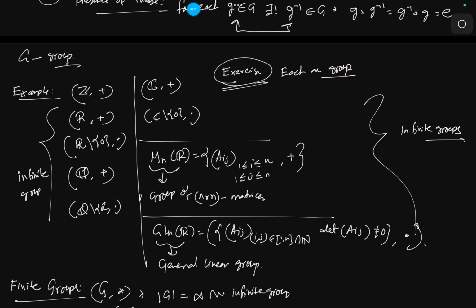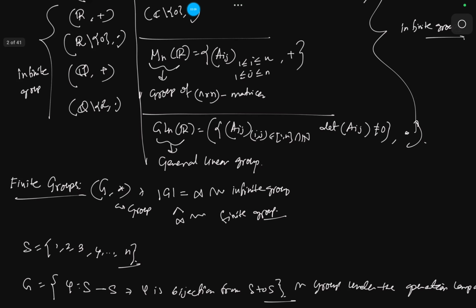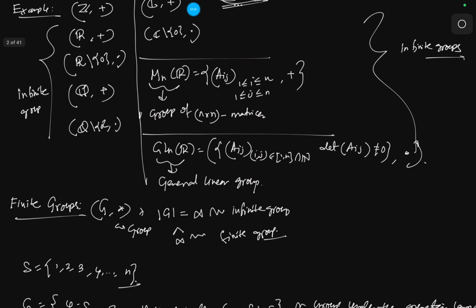So these are basically trivial groups, but we also gave some examples of non-trivial groups as well. That is, the set of all matrices of order n cross n is a group under addition, and also the set of all n cross n matrices with non-zero determinant, which is known as the general linear group, GL n R. This is a group under matrix multiplication. All these are infinite groups.